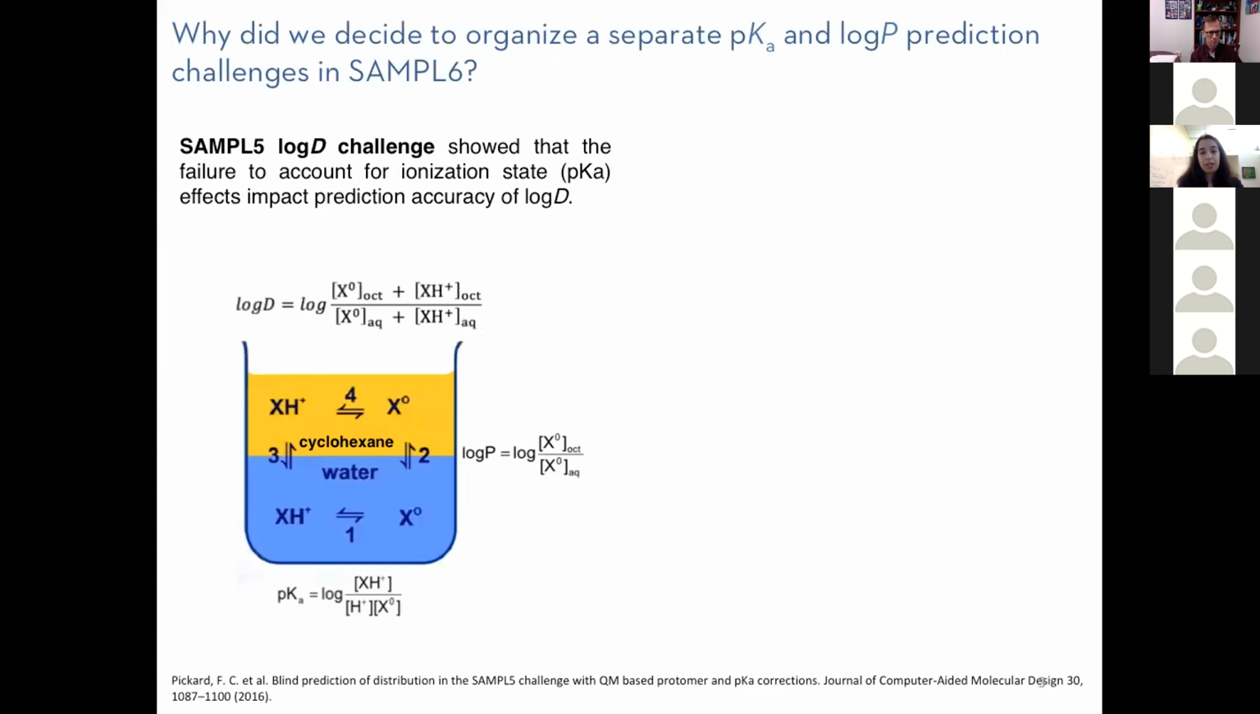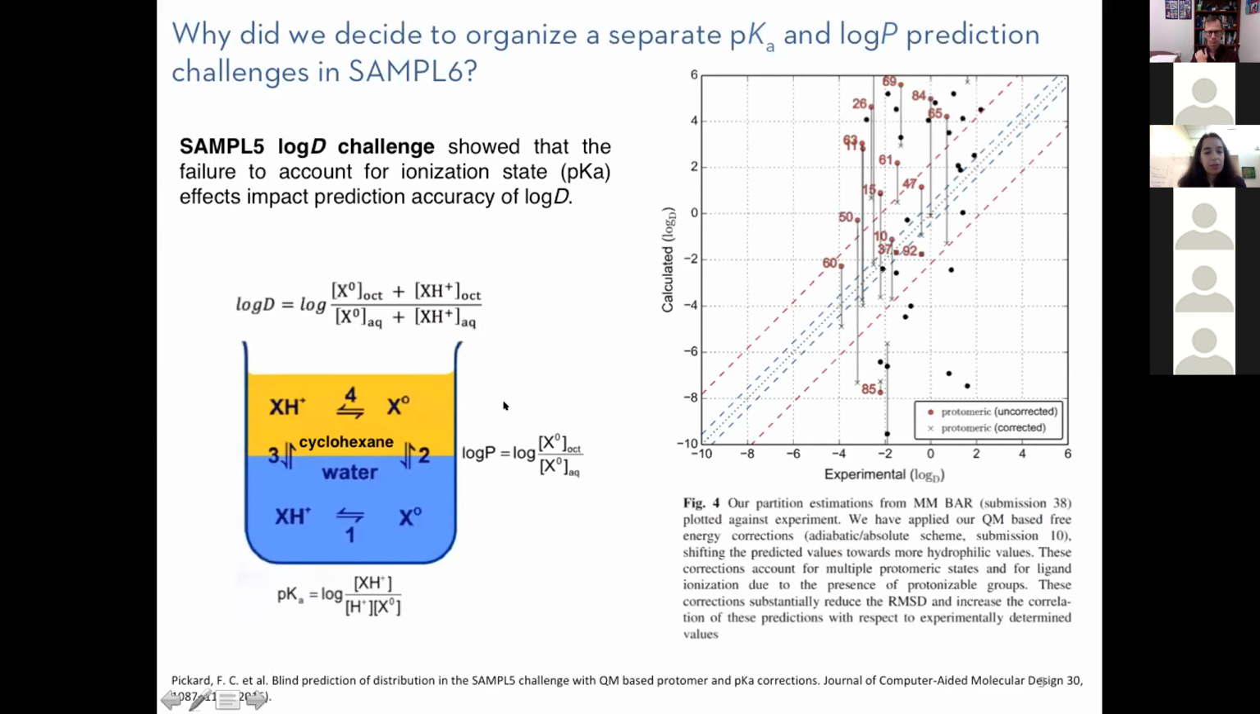Why did we decide to organize separate pKa and logP prediction challenges in SAMPL6? The rationale comes from the previous logD challenge, where the cyclohexane-water distribution coefficients were to be predicted. When we evaluated results, we saw that the effect of ionization state predictions had a huge impact on cyclohexane-water distribution coefficient predictions. One participating group, Pickard et al., published an analysis showing how their QM-based logD predictions improved when they added contributions from pKa predictions.